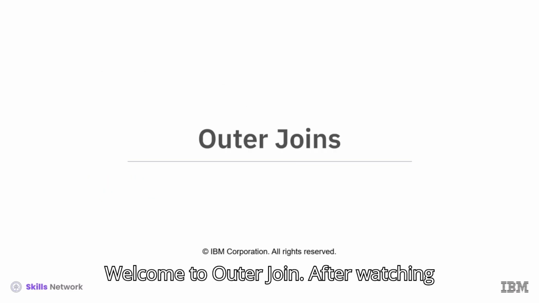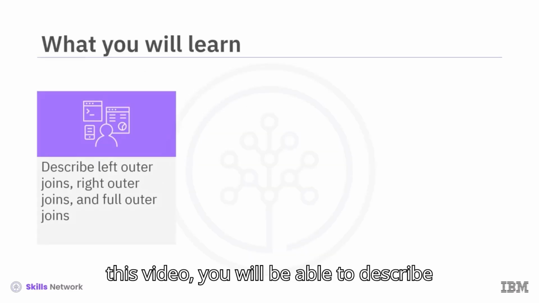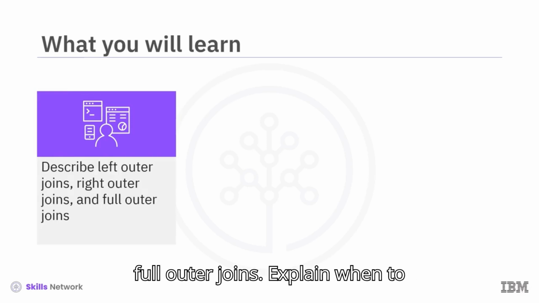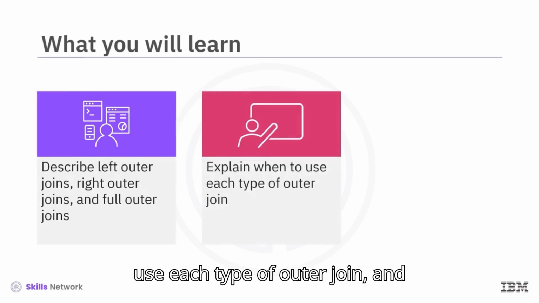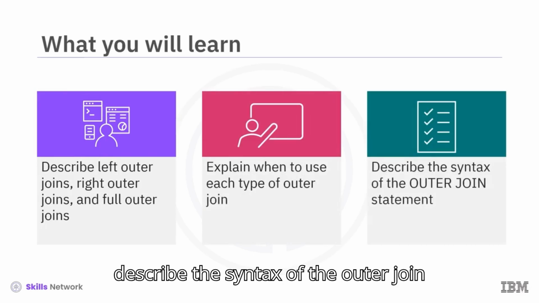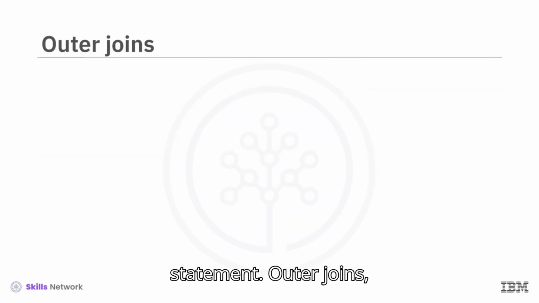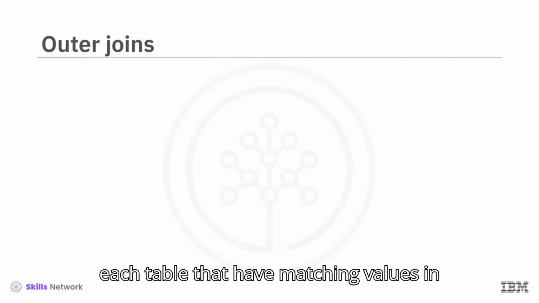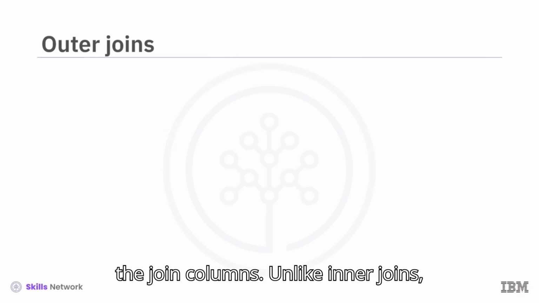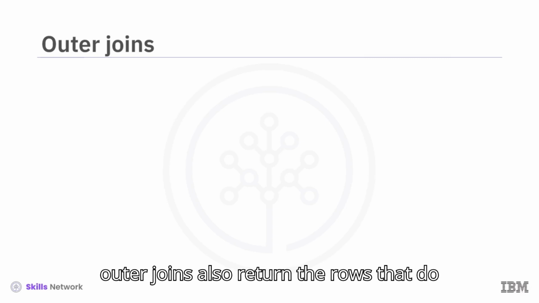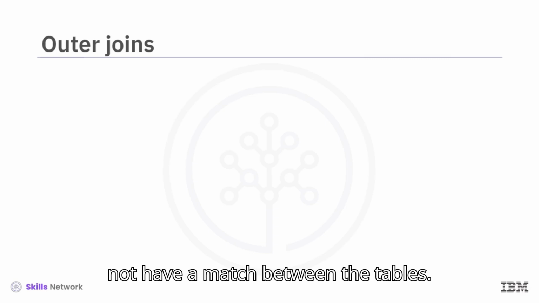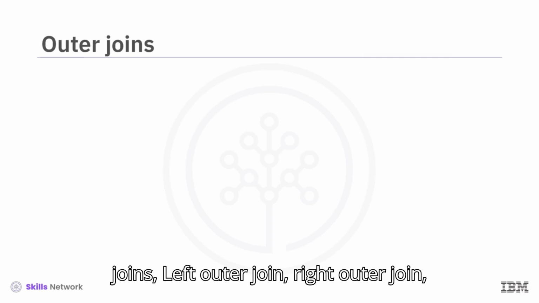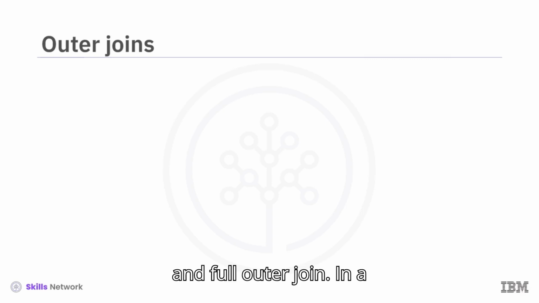Welcome to outer join. After watching this video, you will be able to describe left outer joins, right outer joins, and full outer joins. Explain when to use each type of outer join, and describe the syntax of the outer join statement. Outer joins, unlike inner joins, return the rows from each table that have matching values in the join columns. Unlike inner joins, outer joins also return the rows that do not have a match between the tables. SQL offers you three types of outer joins: left outer join, right outer join, and full outer join.